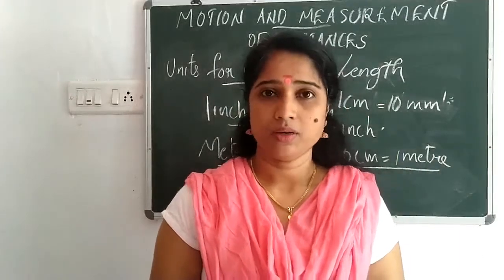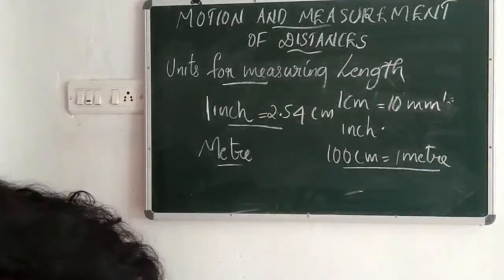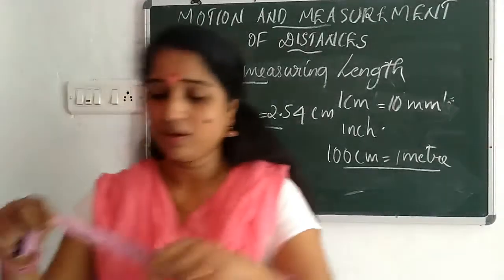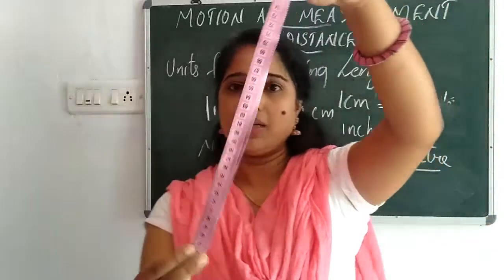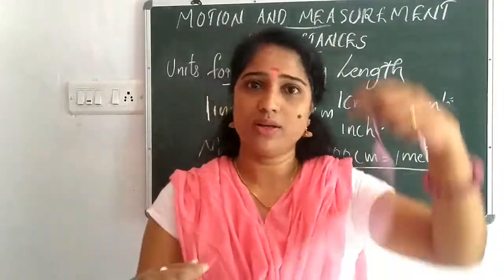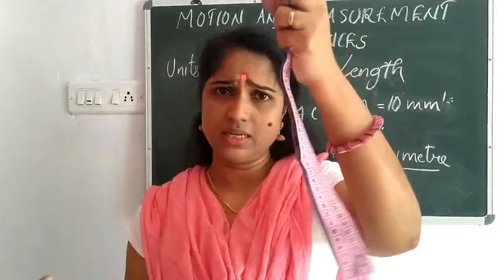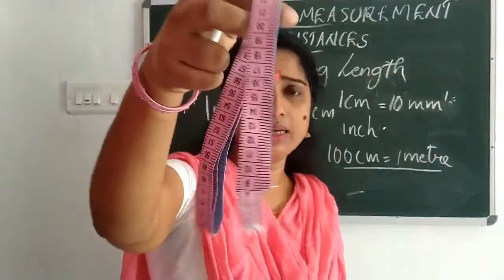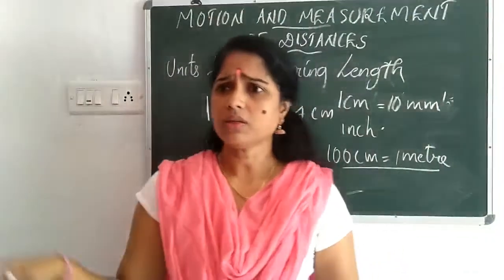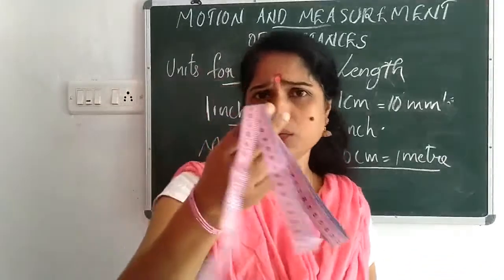Tapes are there. For taking the measurement of your dress, I hope you have seen this tape, isn't it? This tape is used for measuring the length and width of your body. Often the tailors use this type of tape. Hope you all have seen it. I hope it is clear. For measuring the length of the room, if you don't have any other option, you can use this also.